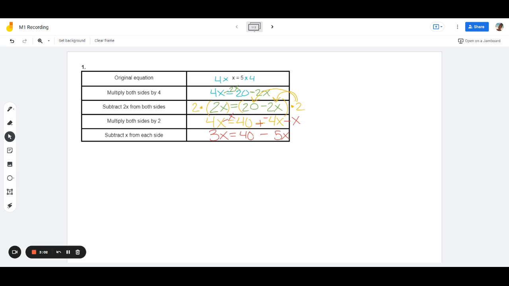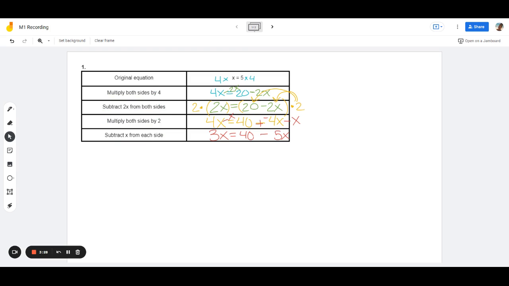So now we have an equation that we would normally start with, right? We have 3x is equal to 40 minus 5x. And normally we'd be asked to solve for x, and we'd get x equals 5. Well, how do we get x equals 5? Well, we'd have to work backwards. So we want to look at all of the operations that we did on the left-hand side, and we would want to undo them by using our inverse operations.